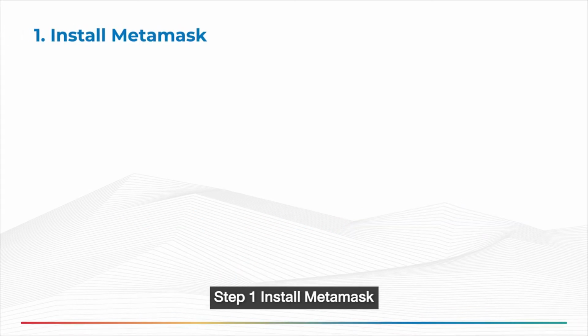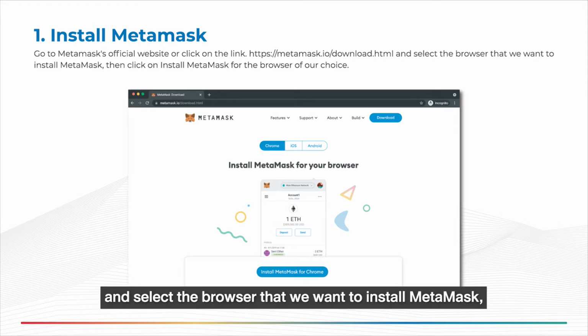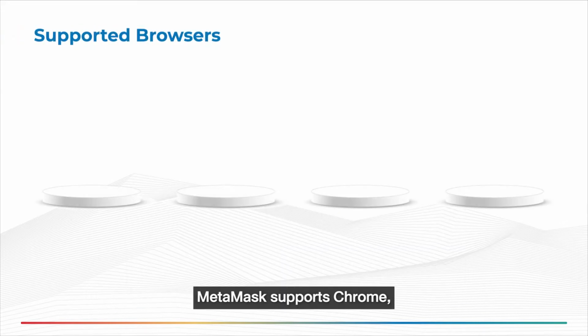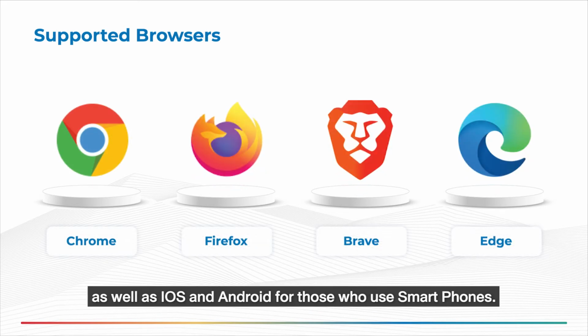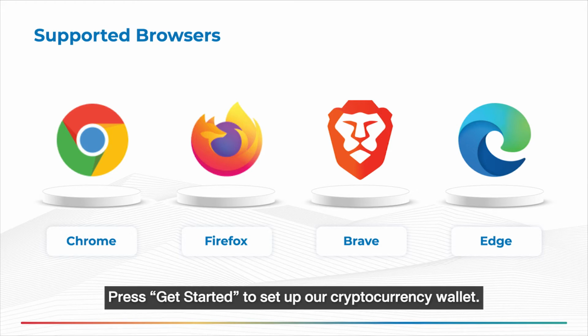Step 1. Install Metamask. Go to the Metamask official website on a computer using Chrome browser and select the browser that we want to install Metamask on. Then click on Install Metamask for the browser of our choice. Metamask supports Chrome, Firefox, Brave, Edge, as well as iOS and Android for those who use smartphones. After installing Metamask, it will appear as a page, Get Started, to set up our cryptocurrency wallet.